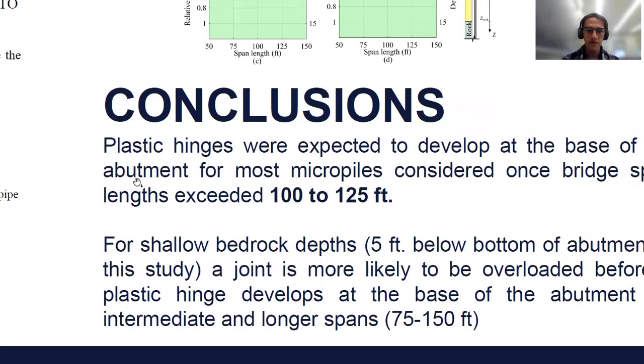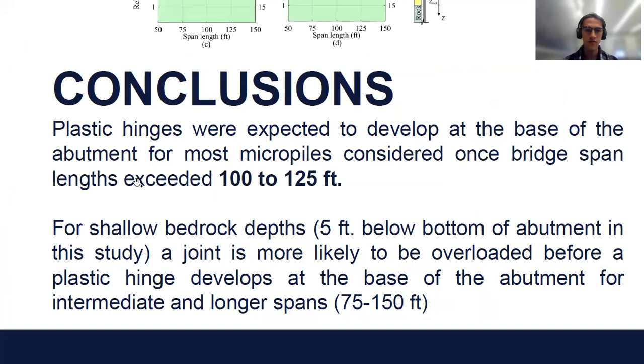In summary, if we talk about the development of the plastic hinge, our bridge length will be limited to 100 or to 125 feet. But if we talk about the joint capacity and the performance of the joint, that could be even shorter, down to 75 feet, depending on our soil condition, or we can reach 150 feet if our conditions are favorable.